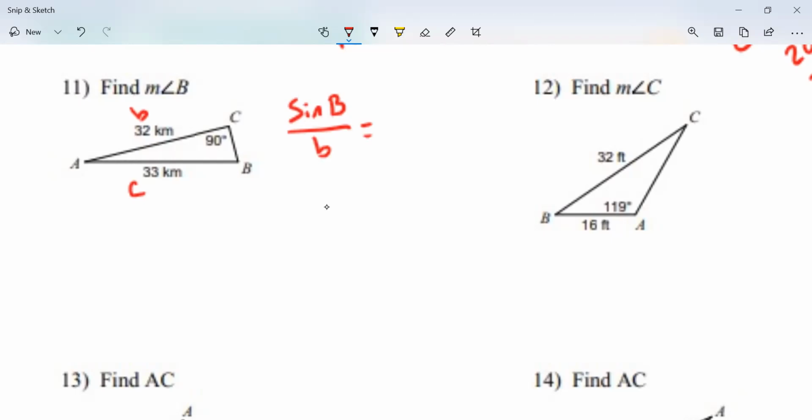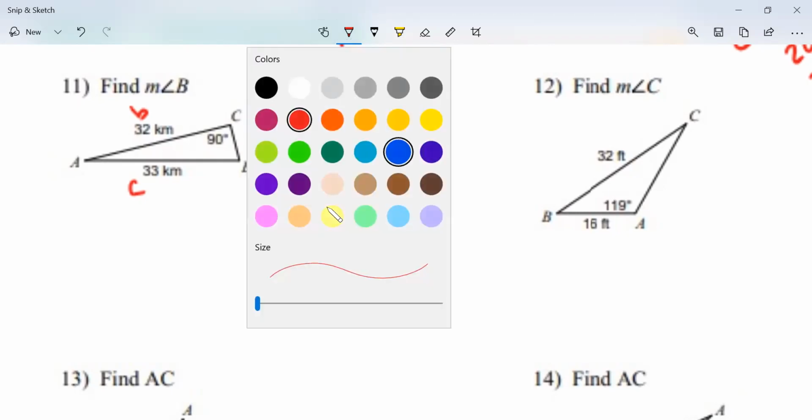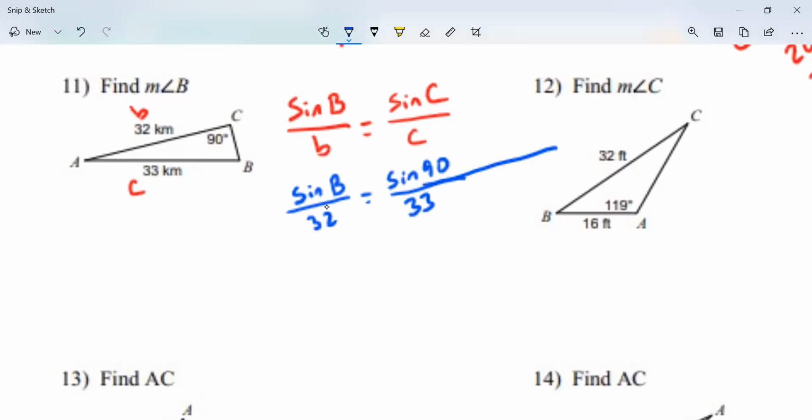Then I have no information about A or angle A, so I'm not going to use that. Instead, I'm going to use sine of angle C over side C. I have the angle C and I have the side C. Let me replace the values that I have. So I'm going to write sine of angle B over 32 is equal to sine of 90 over 33. Let me make my fraction bar a little longer.